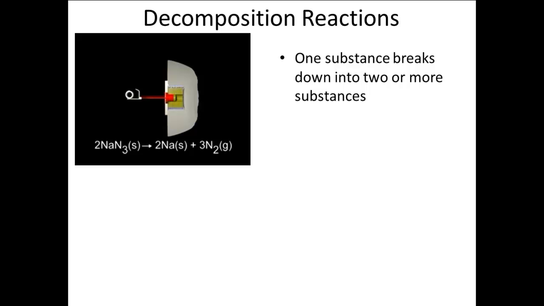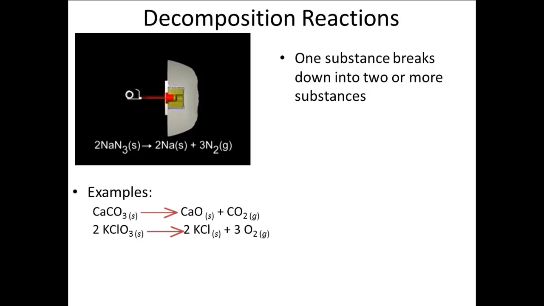The opposite of a combination reaction is a decomposition, which involves a single compound breaking apart into a number of substances. The products may be all compounds, a combination of elements and compounds, or all elements. The key to identifying a decomposition reaction is that there is only one reactant.